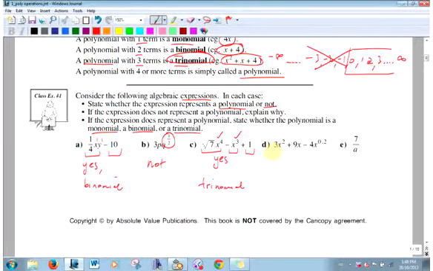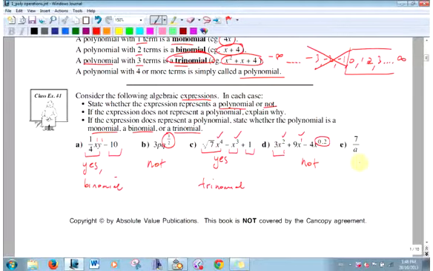Is it a polynomial? Is this one okay? Yeah. Is that one okay? Yeah. Is this one okay? That's not a positive integer. Okay? It's not a whole number. That's another way to say that. All right. How about this guy?